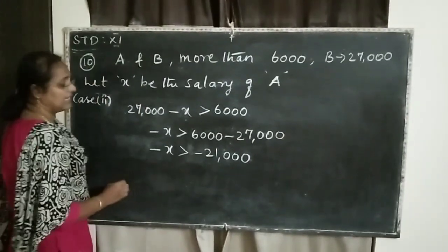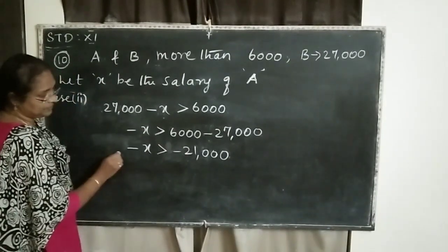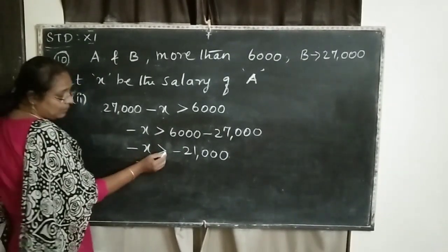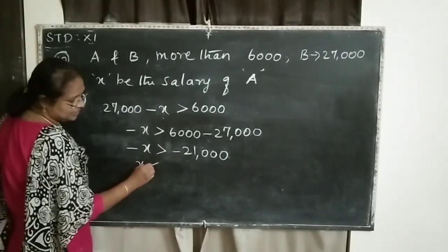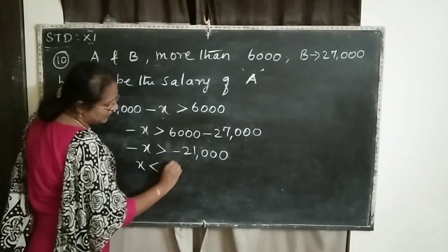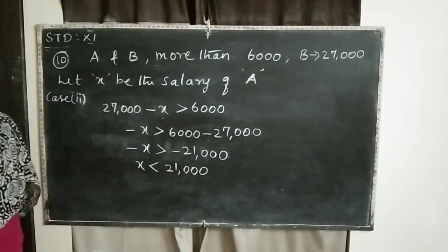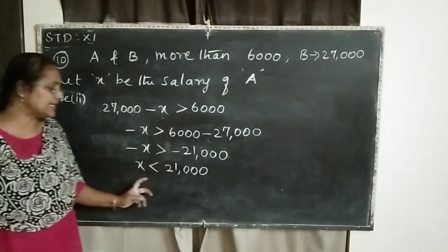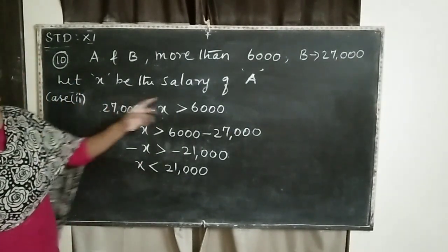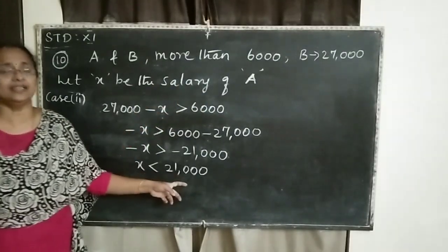Do you agree? Now I am going to eliminate this minus on both sides. I am going to multiply by minus, so I will get plus X. Now this inequality will change: greater than will change into less than 21,000. Is it clear? So now X is less than 21,000. So the next possibility of salary A is that it should be less than 21,000.